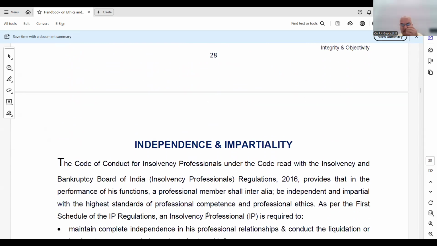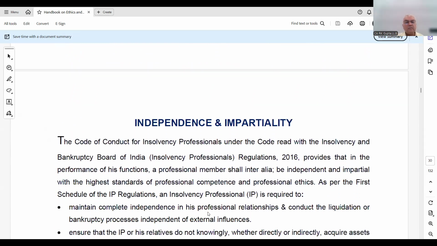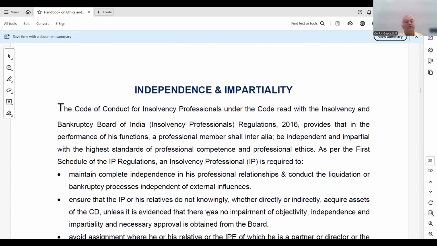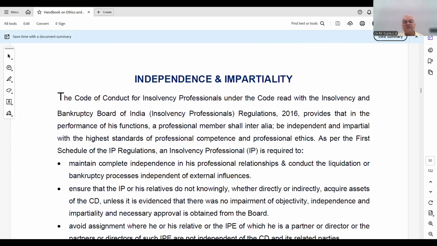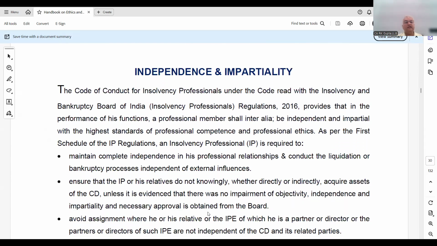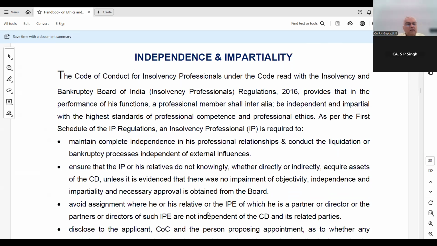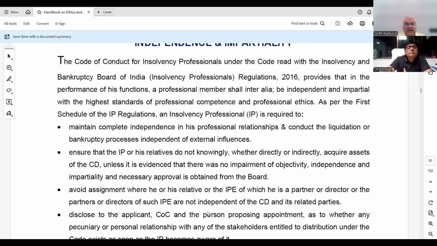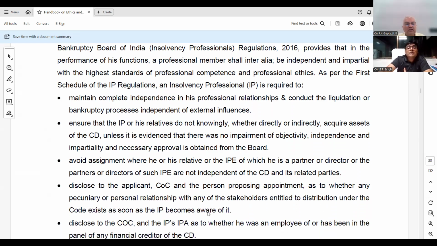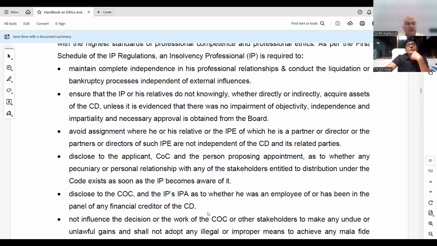Next is independence and impartiality. An IP is required to maintain complete independence in its professional relationships and conduct the liquidation or bankruptcy process independent of external influences. He should avoid assignments where he or his relative or the IPE of which he is a partner or director are not independent of the CD and its related parties. And he has to make appropriate disclosure also.